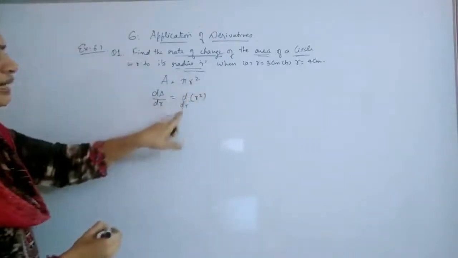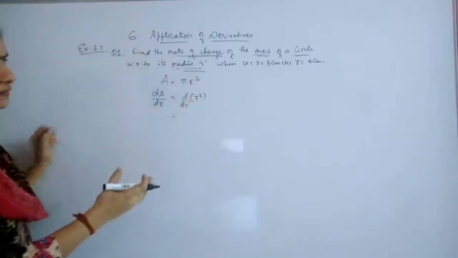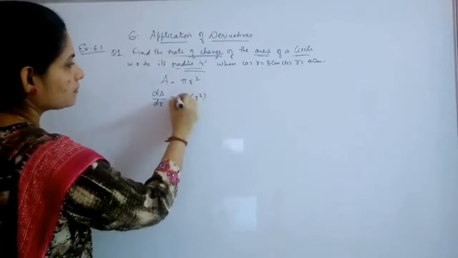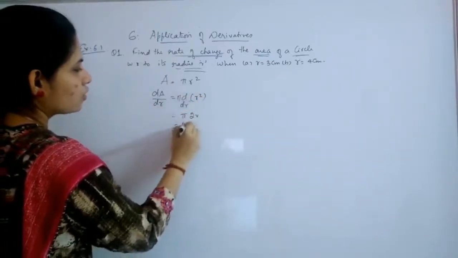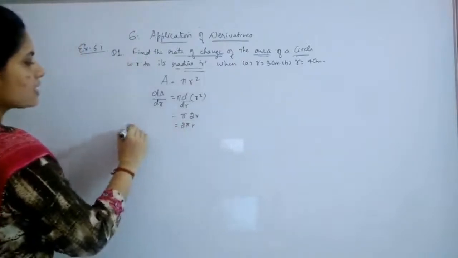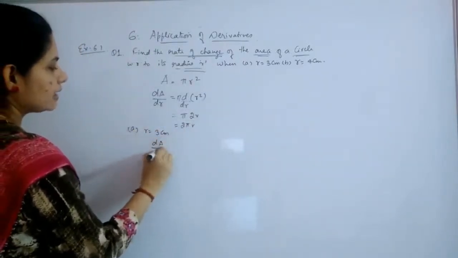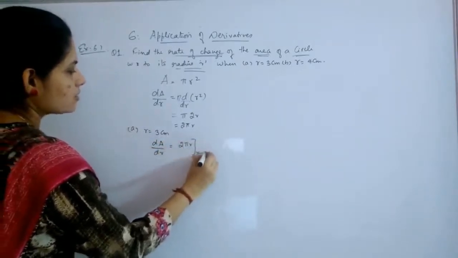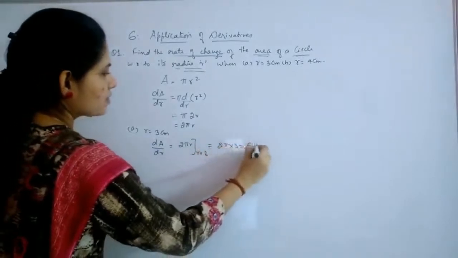So it will be d by dr of r square. That means how you differentiate x square with respect to x, like that you have to do here, so that you will get pi is a constant, so you will get pi into 2r or 2 pi r. Now for the first case, when your r is equal to 3 centimeter, you will have dA by dr as 2 pi r when r is equal to 3. So you will have 2 pi into 3, 6 pi.